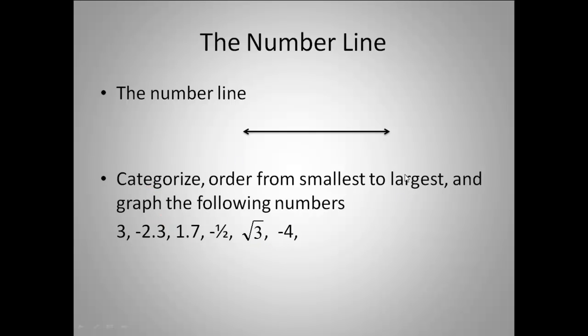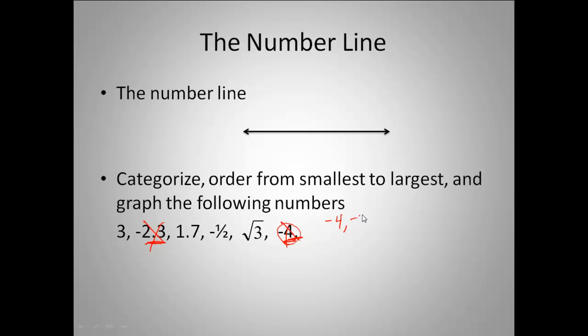So now we are going to order these from smallest to largest. What I need to start thinking about is small numbers. I need to think about those negative numbers. And the smallest number I have is negative 4. If you think about it in terms of money, negative means you owe. Well, owing $4 is you owe more than if you owe $2.30. So we're going to have a negative 4.